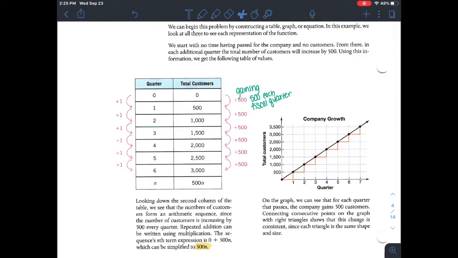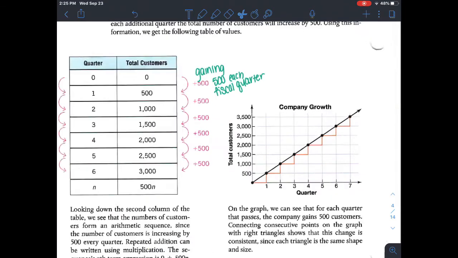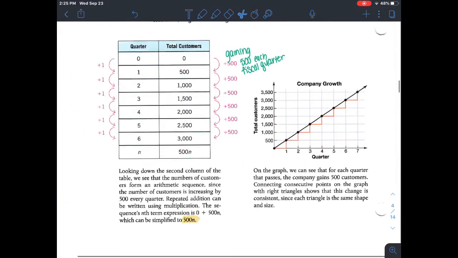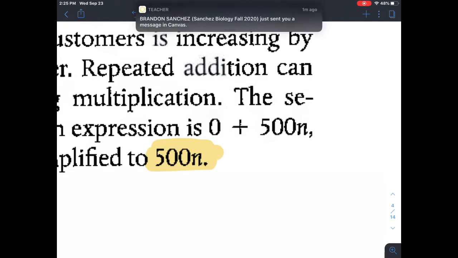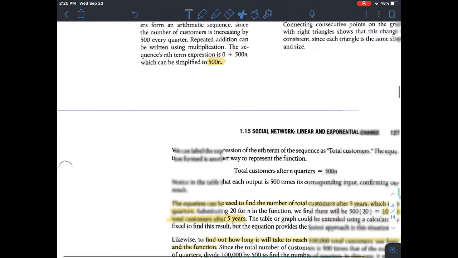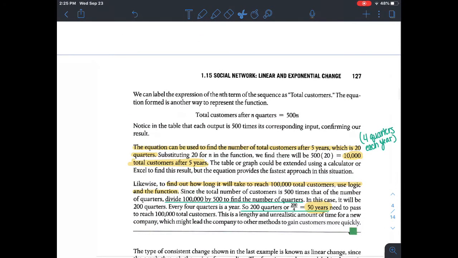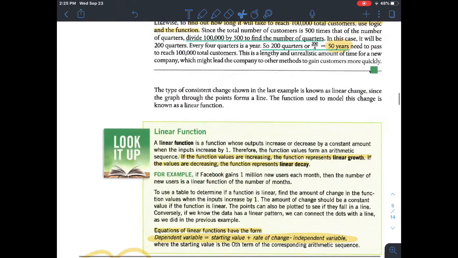Quarter 0, they have no customers. Every quarter after that, so quarter 1, 2, 3, 4, and then the following year, you'd have quarter 5 and 6, just continually increasing by adding 500. This is what it would look like if we were to graph it. This is what it would look like if we were to write an equation for it. All that fun stuff. Then, just an FYI, there's 4 quarters in a year for businesses, just like we have 4 quarters in a school year at our school. So you can read more about that if you wish.